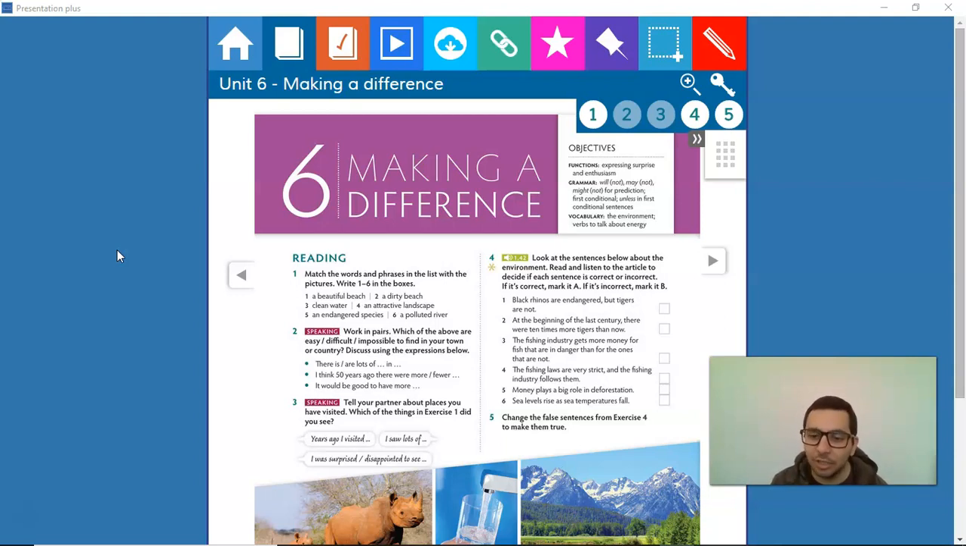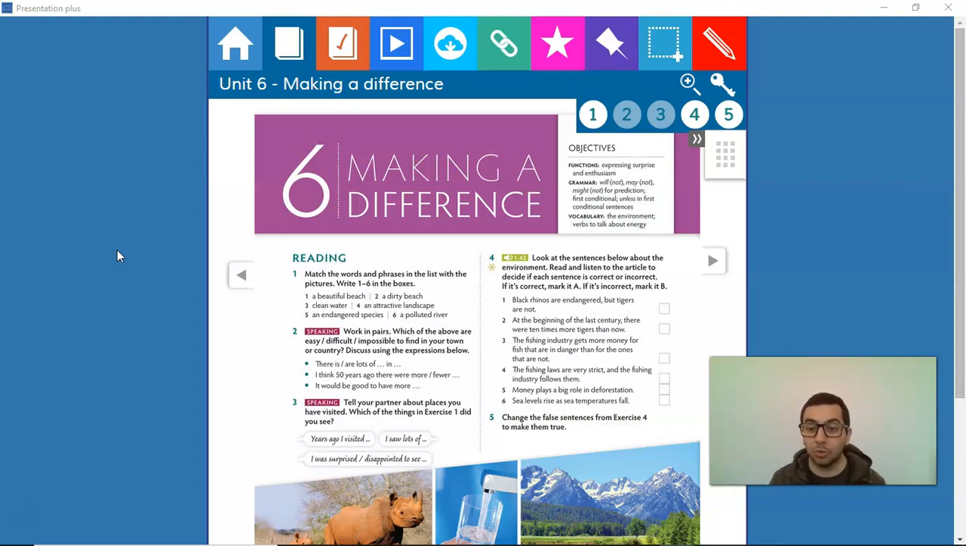Difference. And as I told you before, I have been making a difference in my neighborhood. I have been recycling everything I could, plastic, paper, and I'm also taking shorter showers to save water and electricity. And you, what have you been doing?